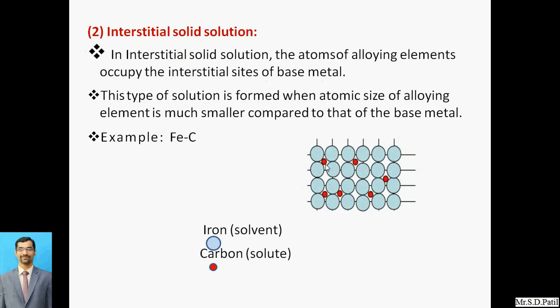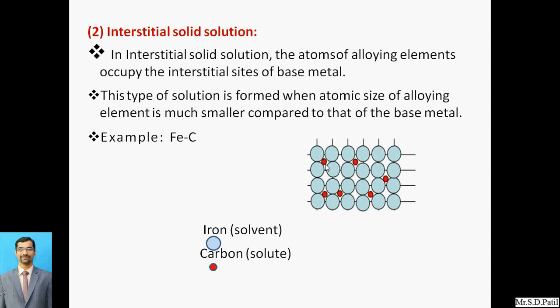So now again there is some confusion about what is disordered and what is interstitial, but I will clear those terms for you. Now in an interstitial solid solution, the atoms of alloying elements occupy the interstitial sites of the base metal. Interstitial site means whatever the base metal may be, it is regularly arranged, and the very minor vacant positions in it are occupied by the solute.